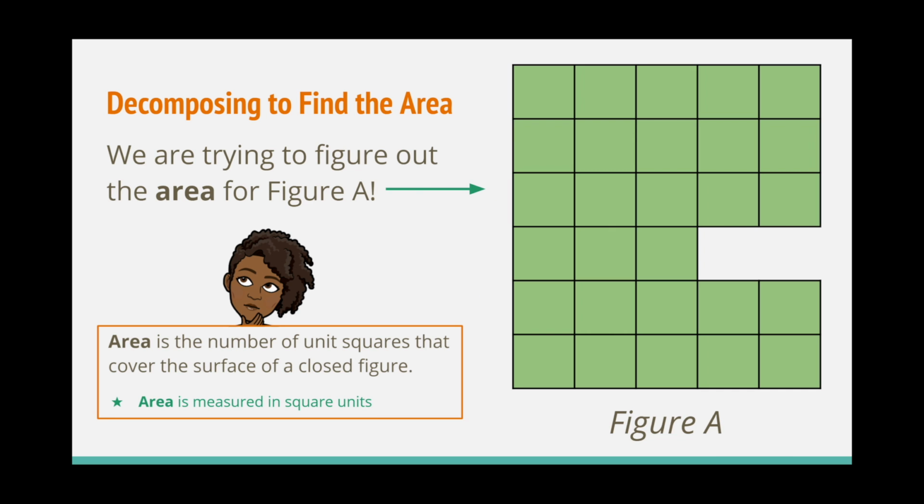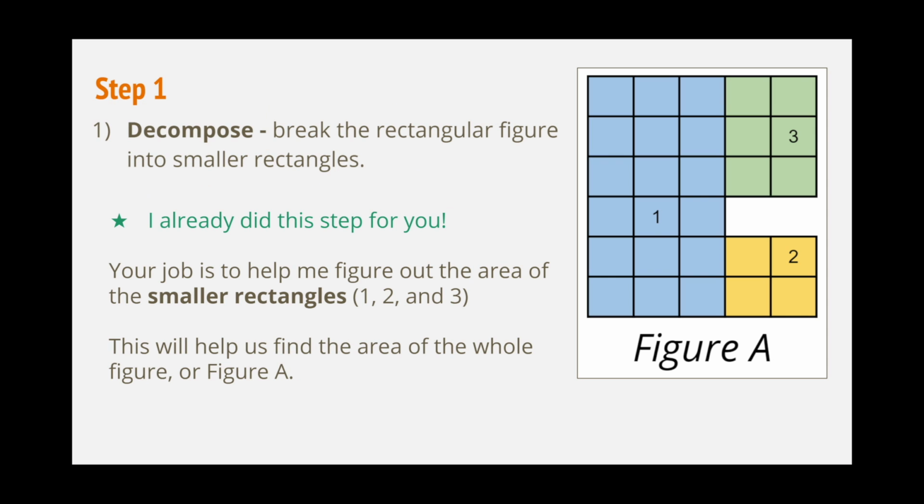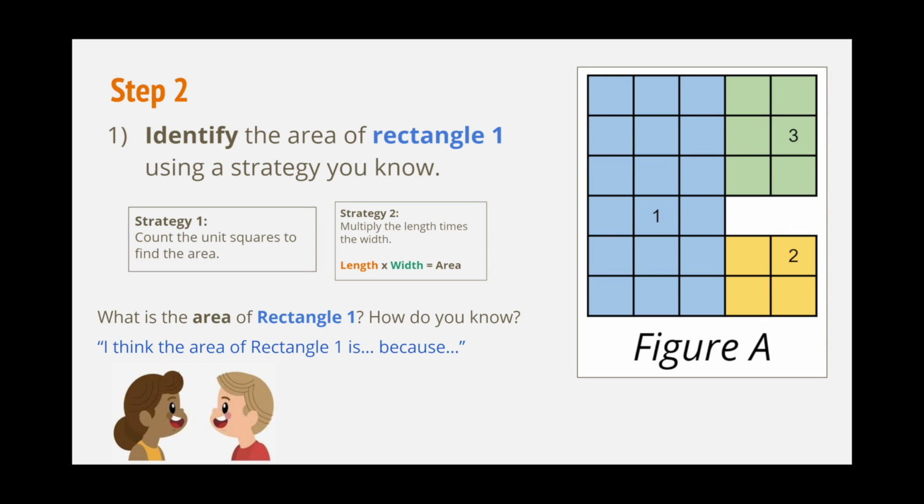We're going to be decomposing figure A to find the area. Step 1, which I already did for you, was break the rectangular figure into smaller rectangles. Your job is to help me figure out the area of the smaller rectangles: rectangle 1, rectangle 2, and rectangle 3. This will help us find the area of the whole figure, or figure A. Step 2, identify the area of rectangle 1 using a strategy you know.